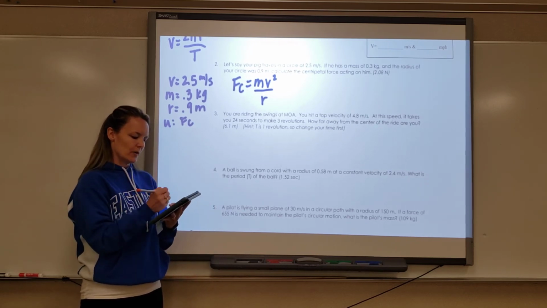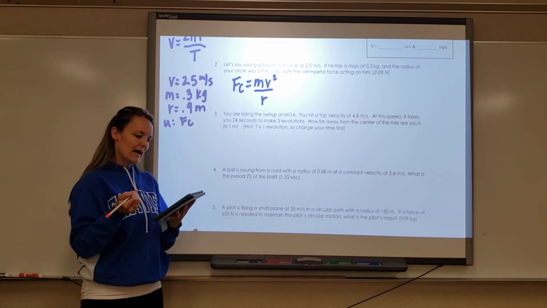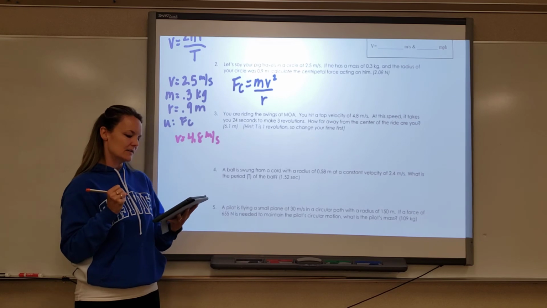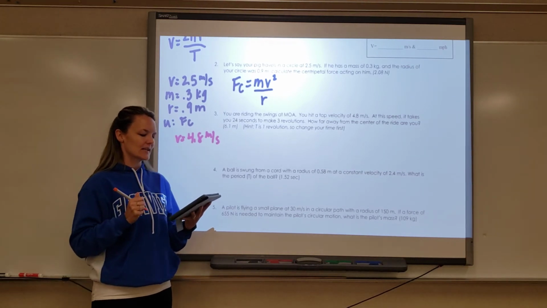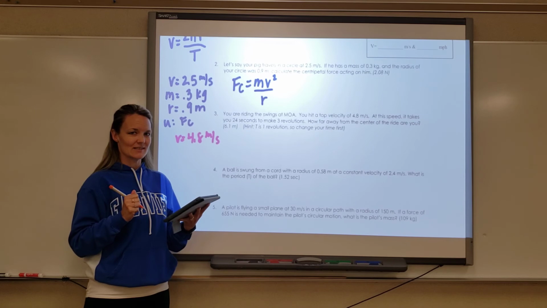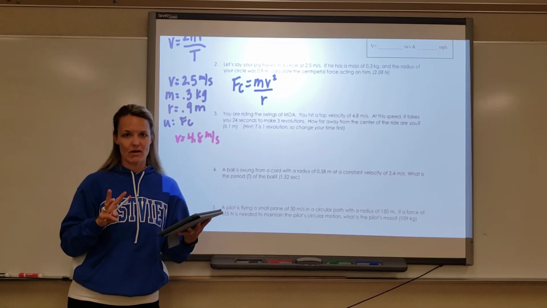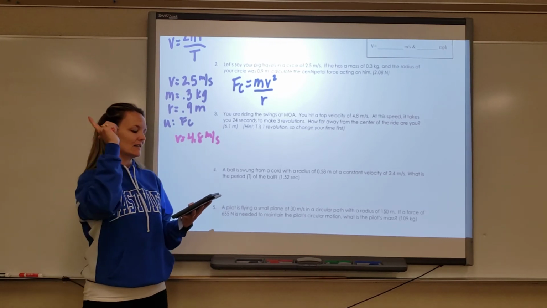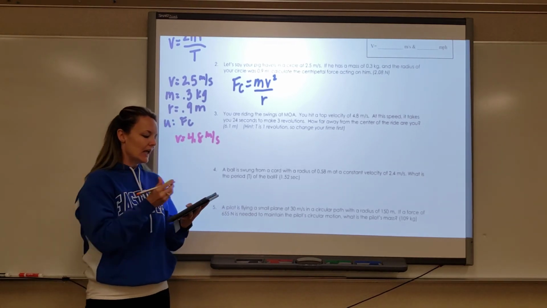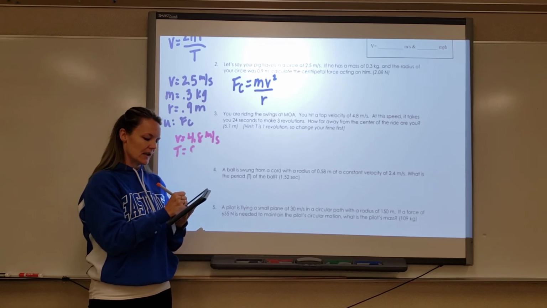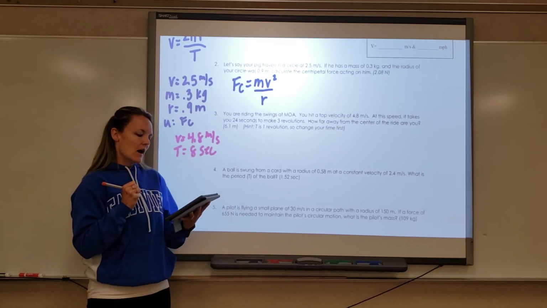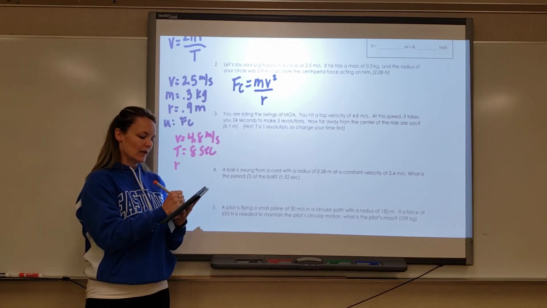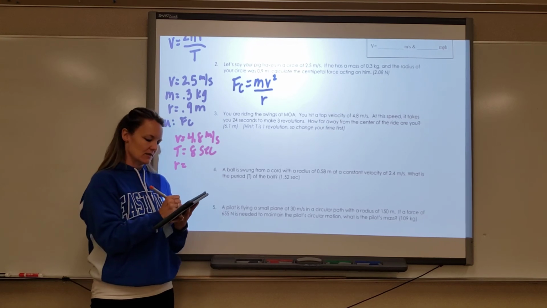All right, so for number 3, I'm going to switch colors. My velocity is 4.8 meters per second. It takes me 24 seconds to make 3 revolutions. Okay, I don't want to know how much time it takes to make 3 revolutions. I want to know how much time it takes to make 1 revolution. So I need to take the 24 seconds, divide it by 3, and I get T is 8 seconds. How far away from the center of the ride are you? So I am looking for the radius, the distance to the center.